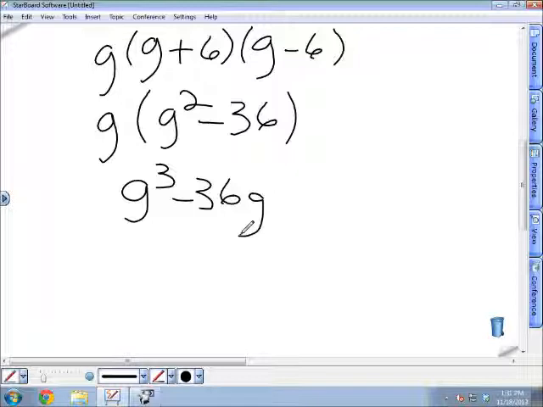Here, if I did FOIL, g times g is g squared. My outer is minus 6g. My inner is plus 6g. And then minus 36. But the plus and the minus cancel out, so I didn't bother writing that step. But there would be 4 terms.